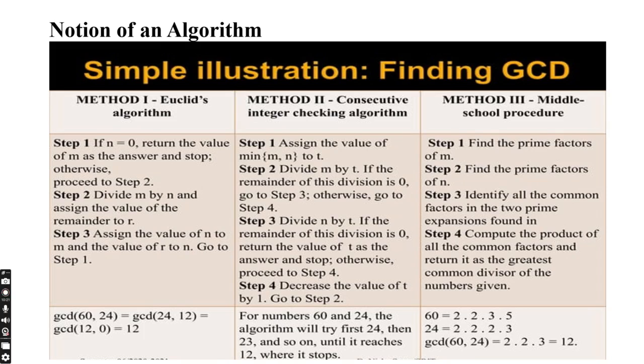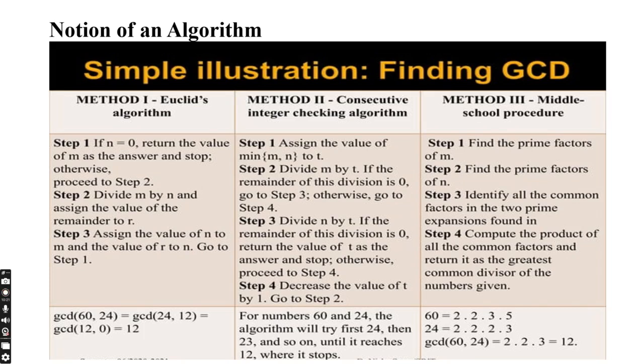Then we'll see a simple illustration of finding the GCD. We have three methods for finding the greatest common divisor. Method one is Euclid's algorithm. Method two is the consecutive integer checking algorithm. Method three is the middle school procedure, the normal procedure. Each algorithm has its own time complexity and space complexity, so we need to choose a good algorithm with less time taken.